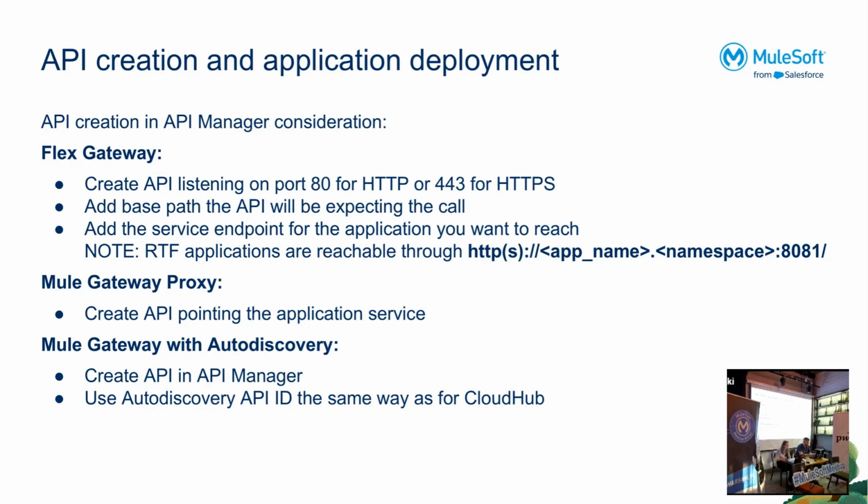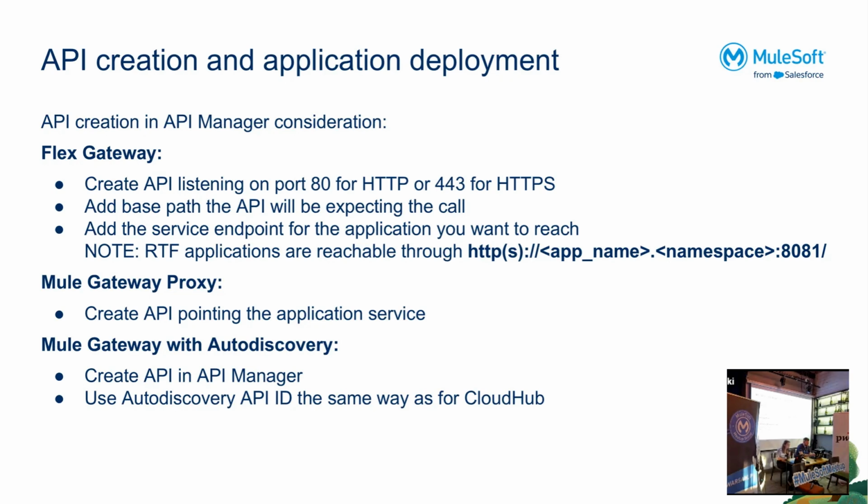So for example, if you have two applications deployed within the same namespace, say the dev environment, then you can reach each of them via the service exposed just with the name. But because we have a Flex Gateway which is deployed in a different namespace, we will be adding a dot and the namespace of the application deployment. And for both HTTP and HTTPS, we can use 8081 for the RTF applications. So that is the API deployed on Flex Gateway and executed on Flex Gateway. But as we know, we also have the option to create an API from API Manager and choose the deployment target of Mule Gateway, which will be a MuleSoft application.